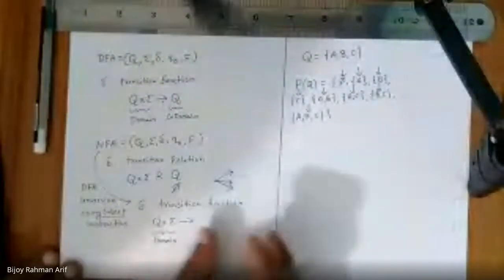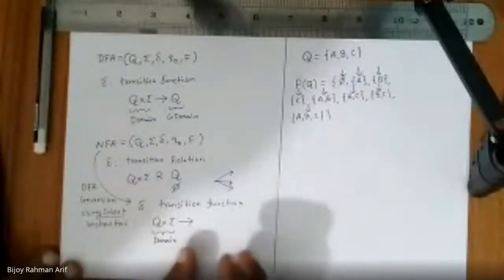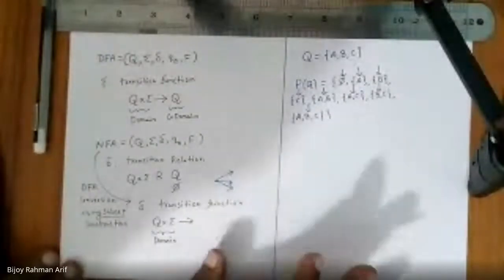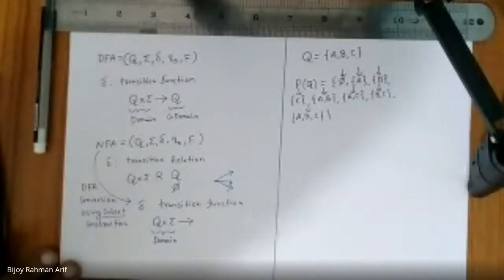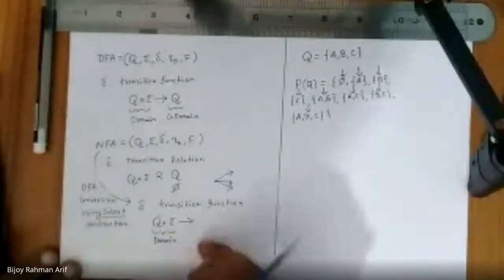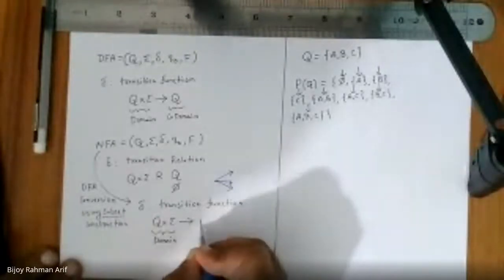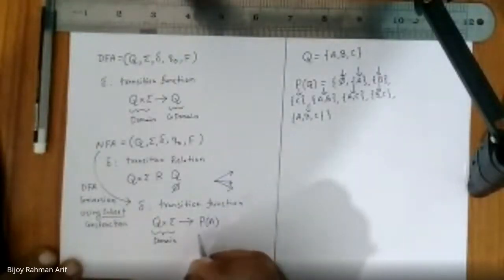So what would be my codomain after conversion? The original set Q? No. The power set. How do I create the subsets? I'm creating new states. Sometimes I create ABC, sometimes AB, sometimes AC, sometimes C, sometimes B. Then what are those actually? Those are actually members of the power set, right? Then what would be the right hand side? Power set. So this would be my codomain.